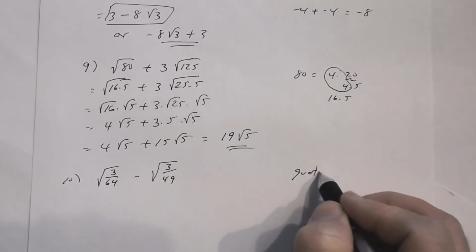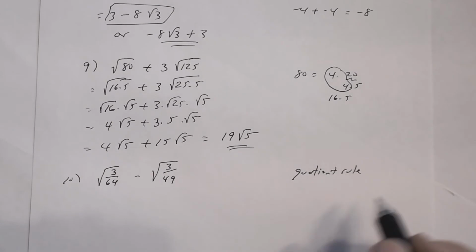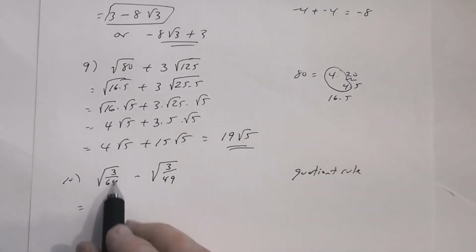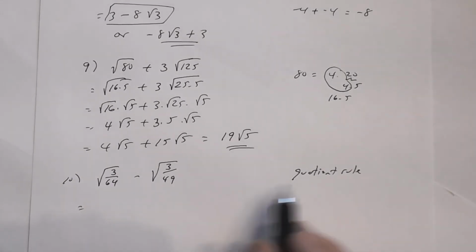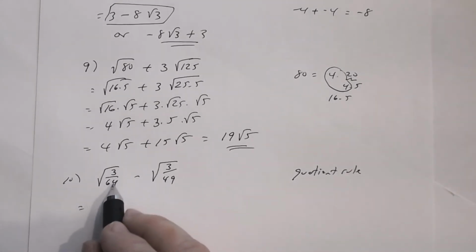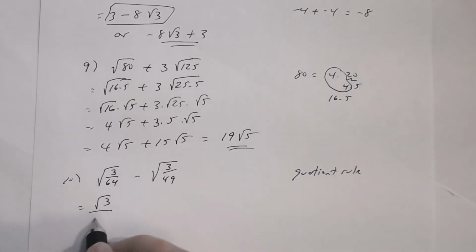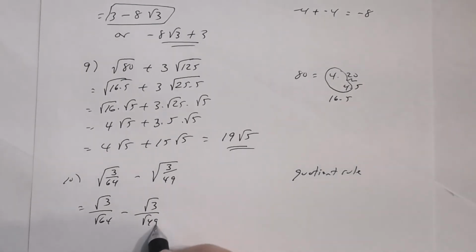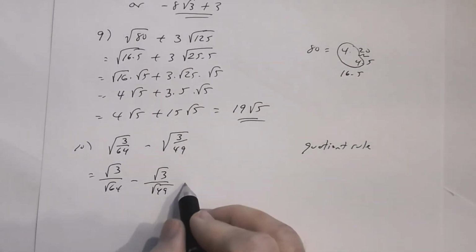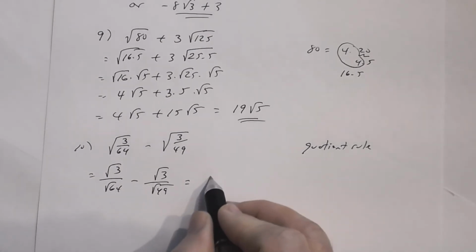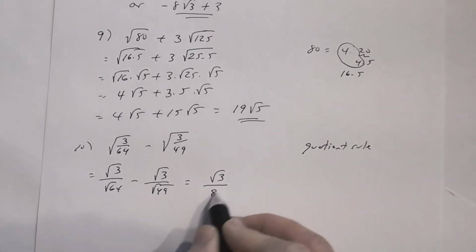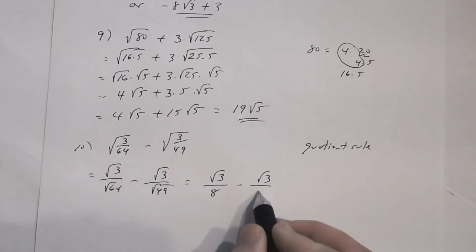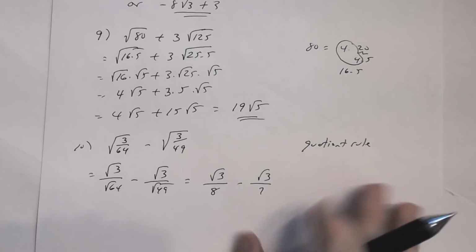So the quotient rule says that I can rewrite the square root of a quotient. And remember, when we talk about quotient, we're looking at fractions, division. So that'll be the square root of 3 divided by the square root of 64 minus the square root of 3 divided by the square root of 49, right? And so this becomes the square root of 3 divided by 8, because 64 is a perfect square, minus the square root of 3 divided by 7, because 49 is a perfect square. The square root of 49 is 7.